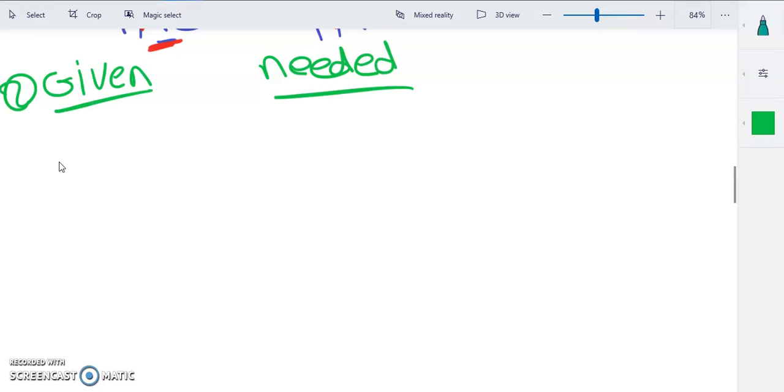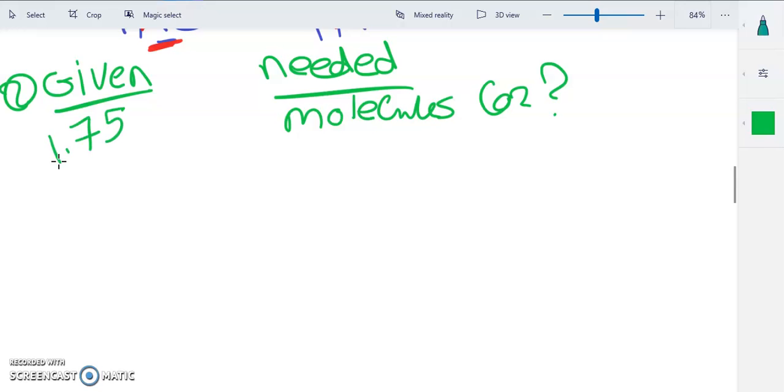The problem given here is: how many molecules are present in 1.75 moles of carbon dioxide? So, how many molecules of CO2 are in 1.75 mole CO2? You look here and find that the relationship is between moles and molecules.